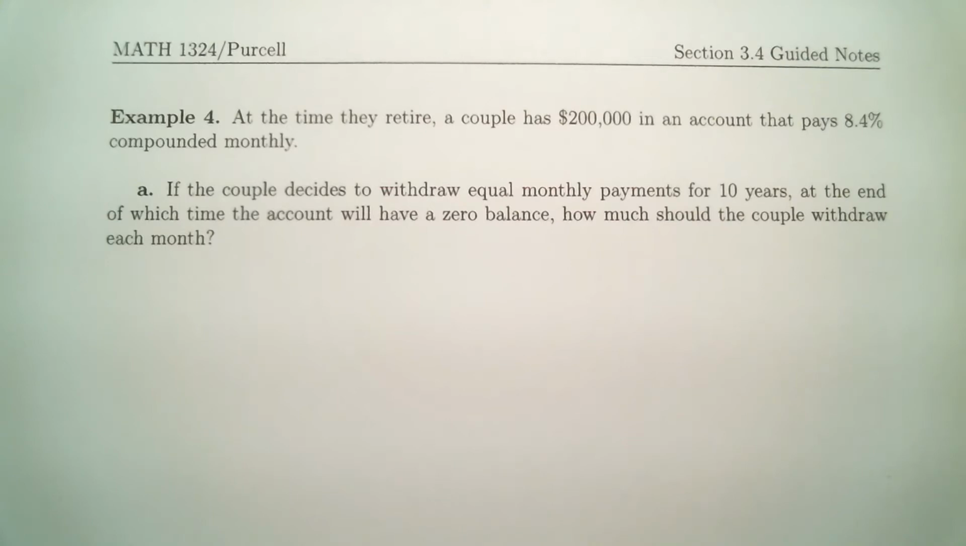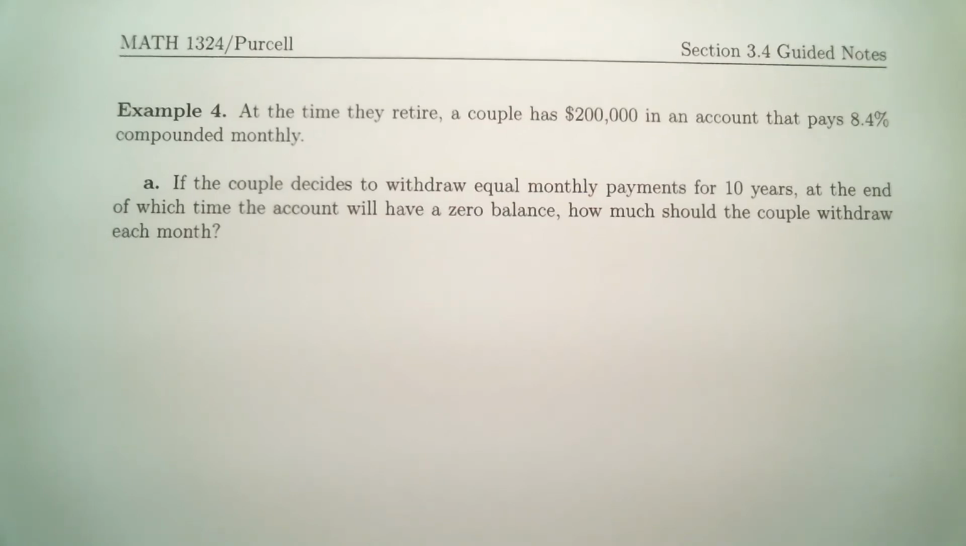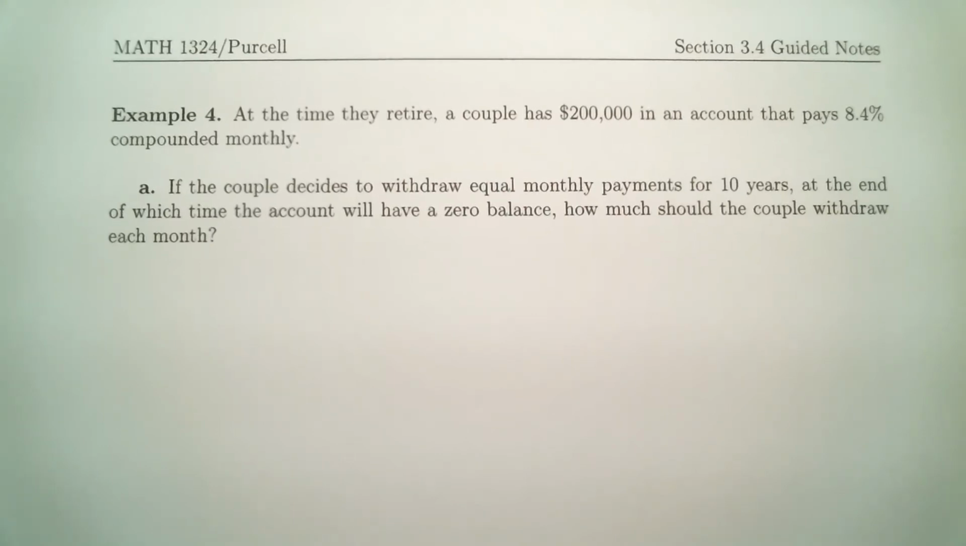When you read this problem, keep in mind the couple has already saved their nest egg. They have $200,000 in their retirement account, and now they're retired and they're ready to start receiving retirement payments out of this account. They want to withdraw equal monthly payments for 10 years and they want to bring the balance down to zero. Your first thought, and I want to clear this up very quickly.